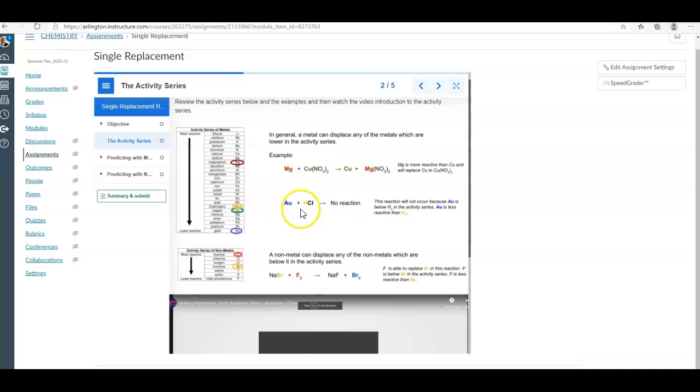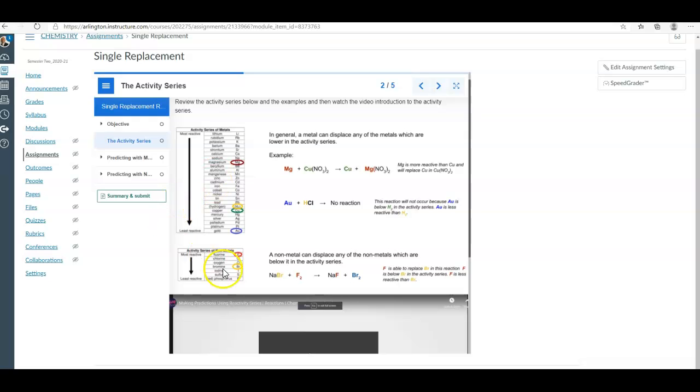Now, if you look at this second example here, Au, which is gold, is way at the bottom, lower in the activity series than hydrogen, which is up here. Because gold is at the bottom, gold cannot replace hydrogen on top. So that is why you have no reaction here, because gold cannot displace hydrogen. Hydrogen is not a metal. It is placed in the activity series of metals because hydrogen behaves like a metal. So that's why it's part of that activity series.